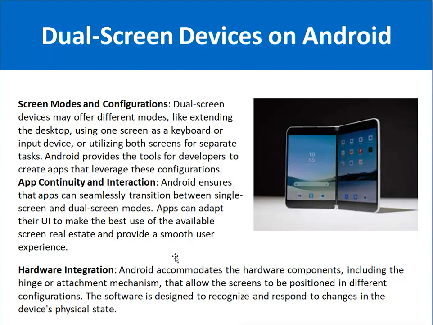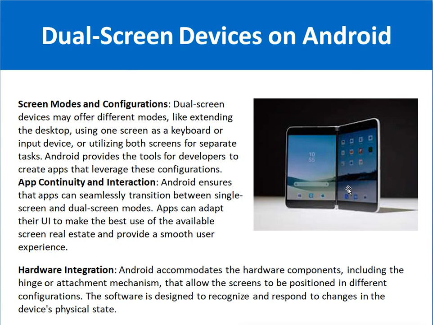Hardware integration. Android accommodates hardware components, including hinge or attachment mechanisms. This allows the screens to be positioned in different configurations. The software is designed to recognize and respond to changes in the device's physical state as well. So it will recognize the state of the device. For example, if there is a dual screen display, it will adjust the display accordingly as well.